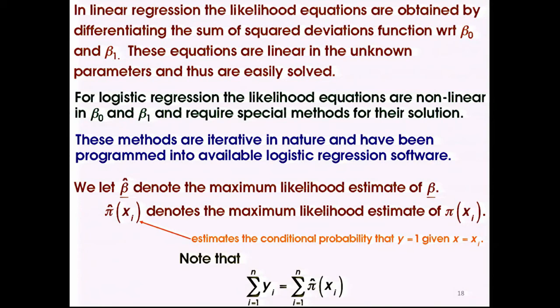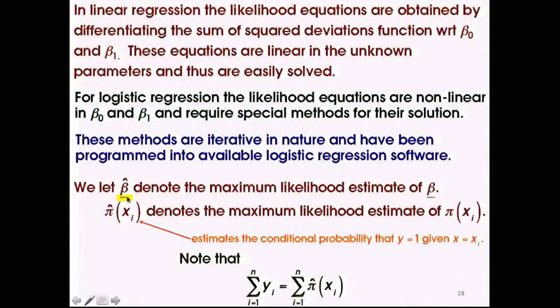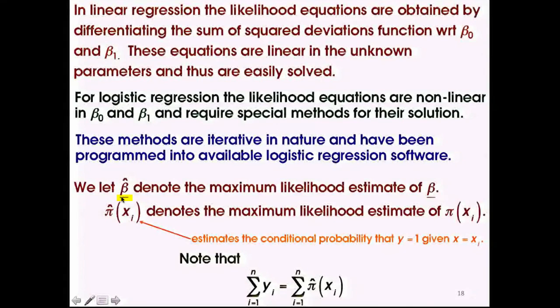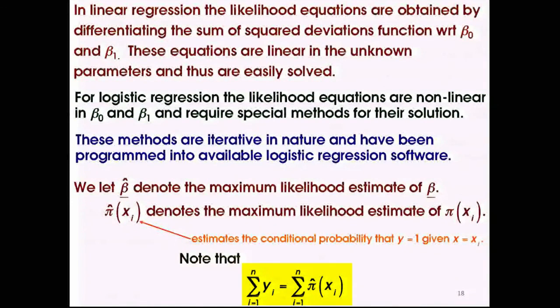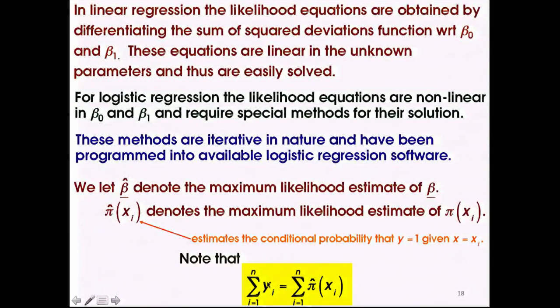One point before we begin to look at the data again is we let beta hat, now this underbar just indicates that we have a vector of beta, so we're estimating more than one beta coefficient simultaneously, beta naught and beta 1 at the same time. So we're going to let beta hat denote the maximum likelihood estimate of beta, and pi hat of x denotes the maximum likelihood estimate of pi of x. So this is our estimate of the probability that y is equal to 1 given x. Okay? And just one note is that if you sum up the y's, now remember y's are all zeros and ones, so if you sum up those zeros and ones over all of the subjects, you get the total number of people with the outcome variable.